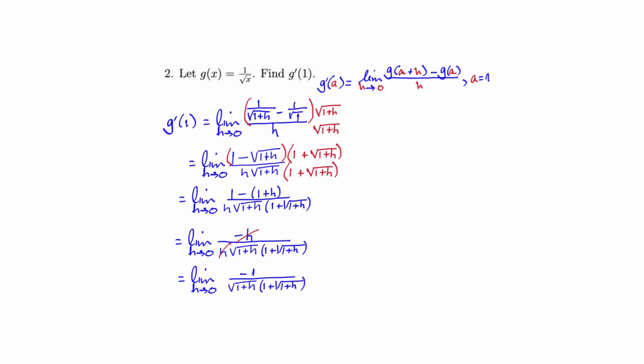Now, can we plug in h equals 0? Yes. We don't have a 0 in the denominator or in the numerator, so we can go ahead and plug it in. So we don't have to write limit anymore. So we have negative 1 over square root of 1 times 1 plus square root of 1, which is negative 1 over 2, and we get the same answer.